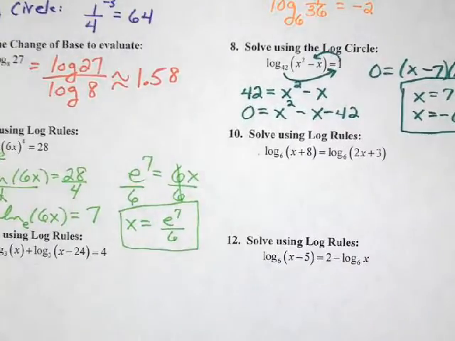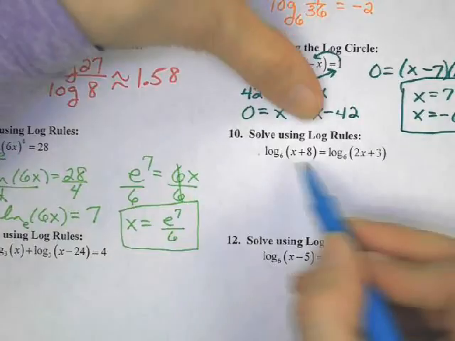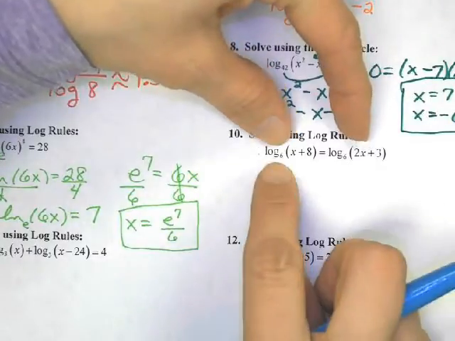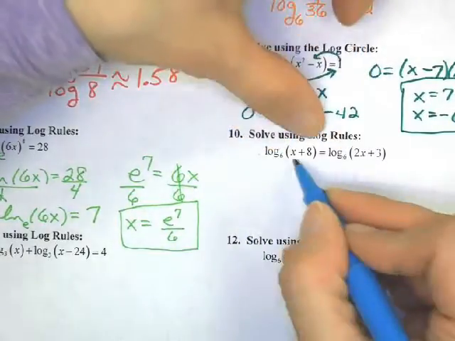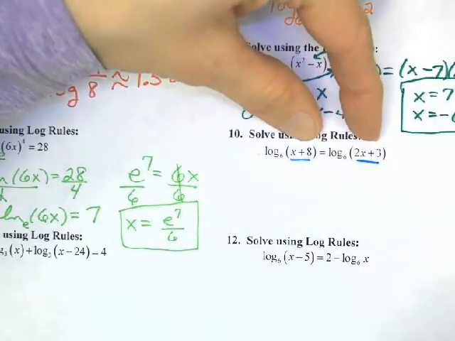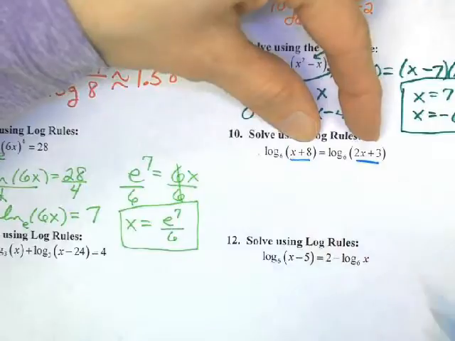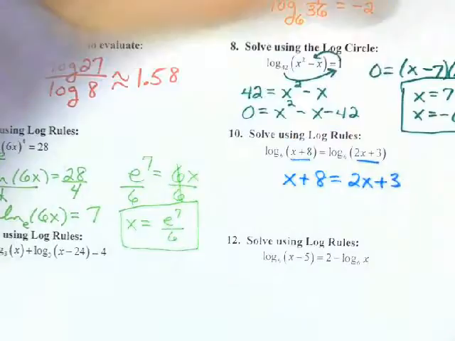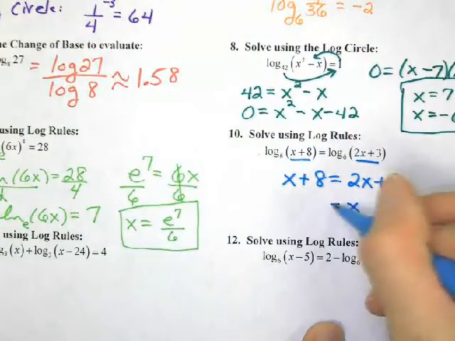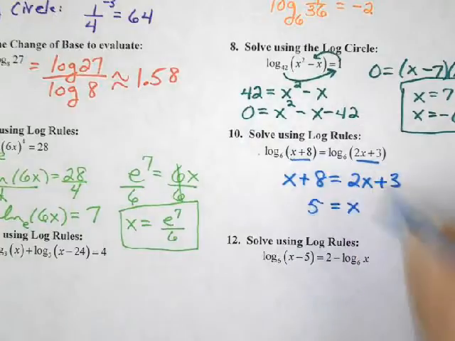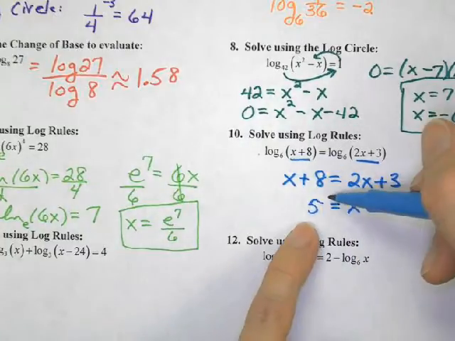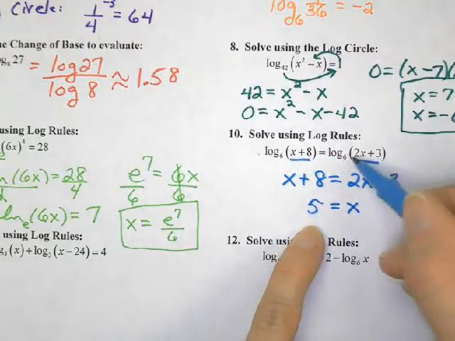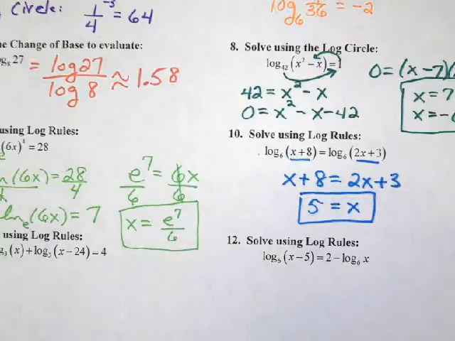Number 10, solve using log rules. If you have a problem where there's a log on the left and there's a log on the right, and the base is 6 and the base is 6, you can just isolate and look at the arguments. If logs are equal, then arguments are equal. X plus 8 equals 2x plus 3. And now it's just a linear equation to solve. X equals 5. Let's make sure this is okay. If I take 5 and plug it in, that argument is positive, and that argument is, yes, positive. Both good.